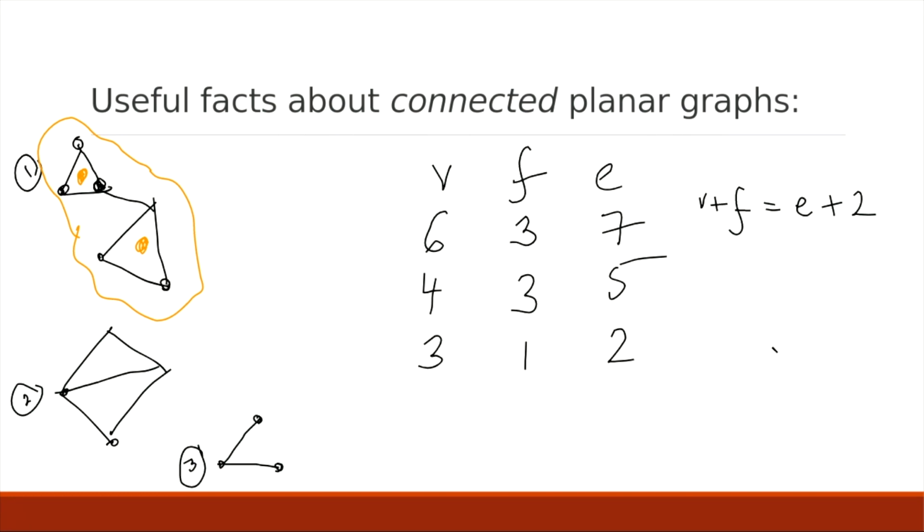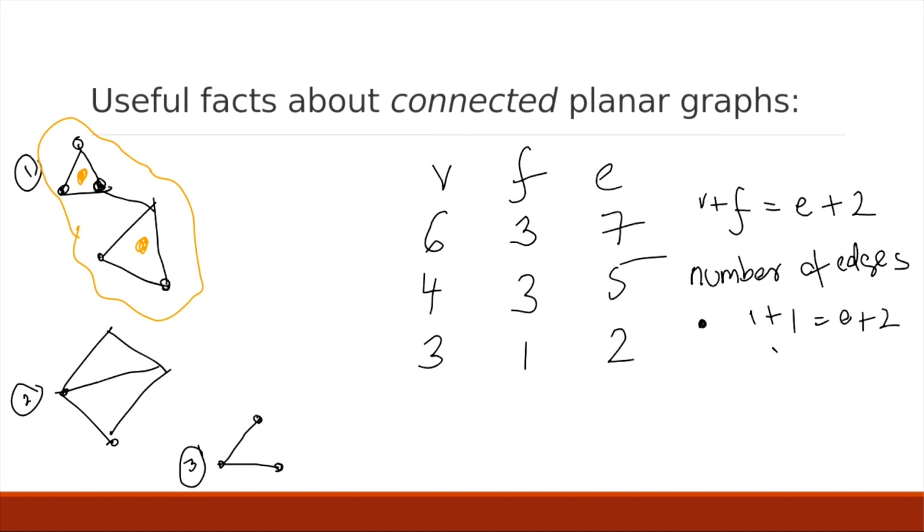What I'm going to say is that this is true. Let's look at the number of edges of a graph. Now, if a graph has 0 edges, then this is the only possibility, like a single point. It has 1 vertex, 1 face, the edges is 0, so actually 1 plus 1 equals 0 plus 2, so that's good.